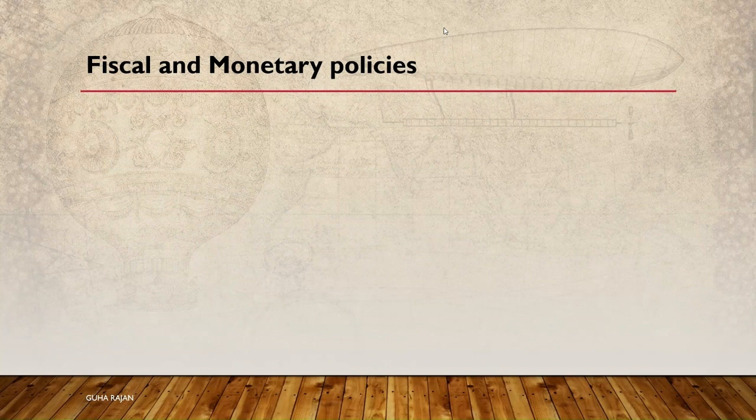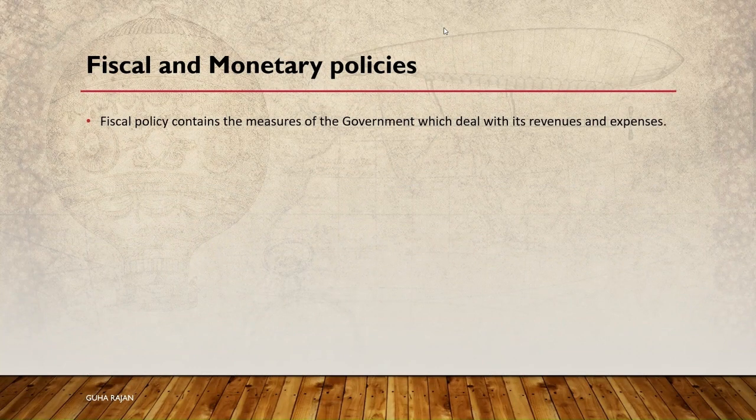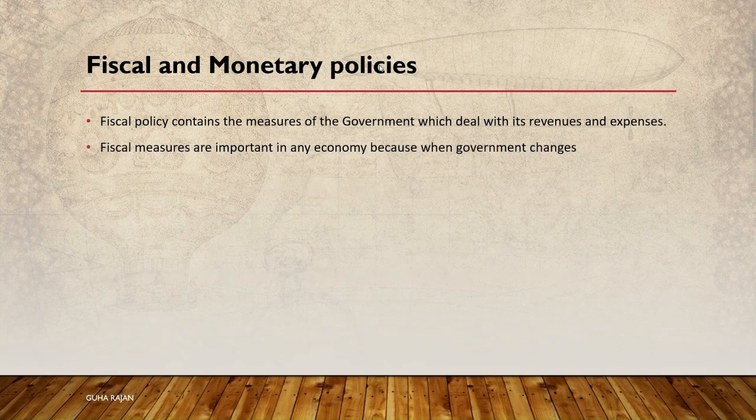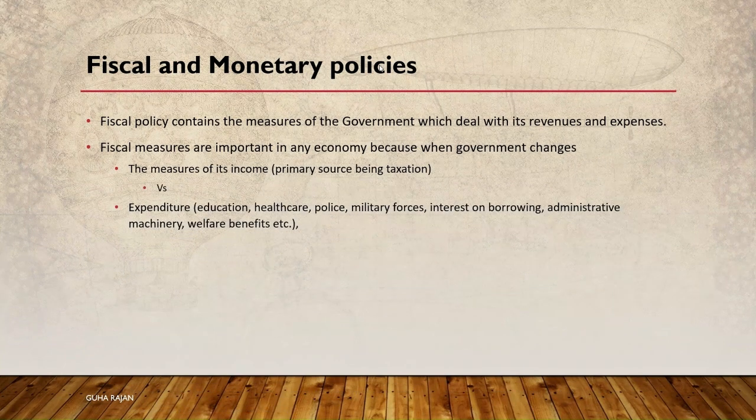Then comes the fiscal and monetary policies. Who makes what? Fiscal policy is generally by the government. Monetary policy, yes, it's generally by the central bank, but still the government has an influence. Fiscal policy contains the measures by which government deals with its revenues and expenses. This is important in any country, because the government changes the measure of its income versus the expenditure.